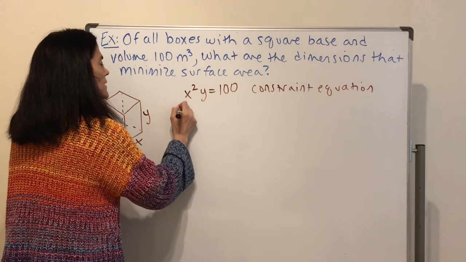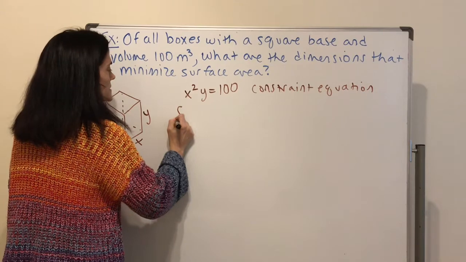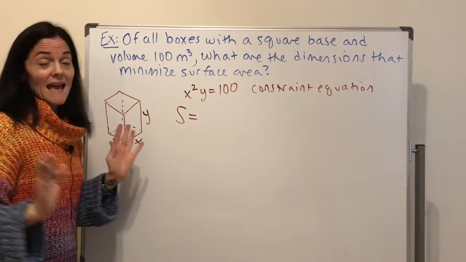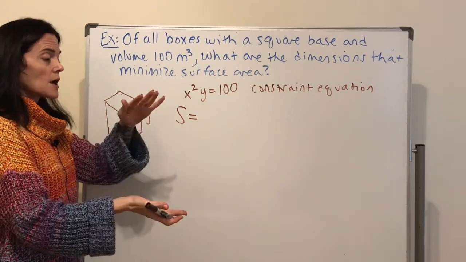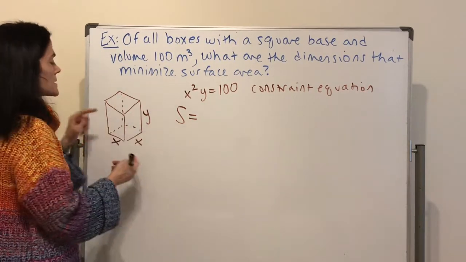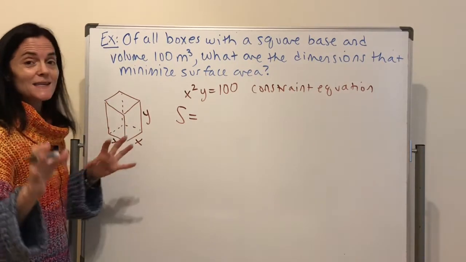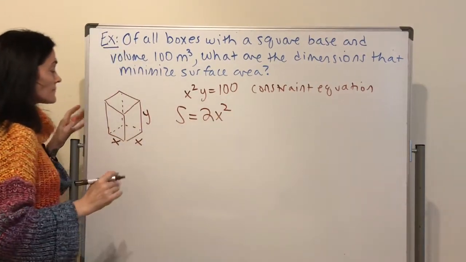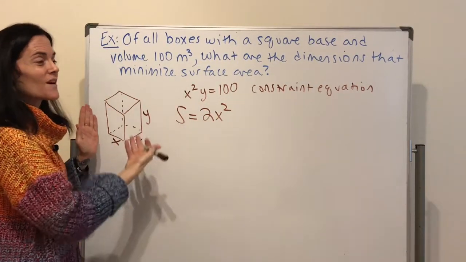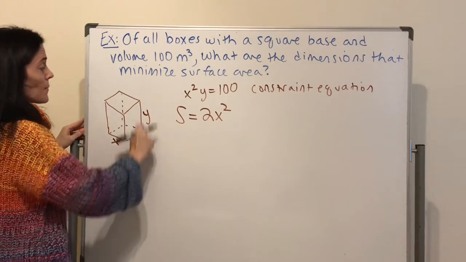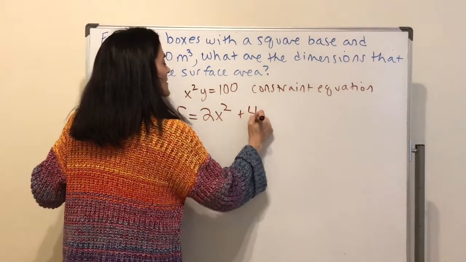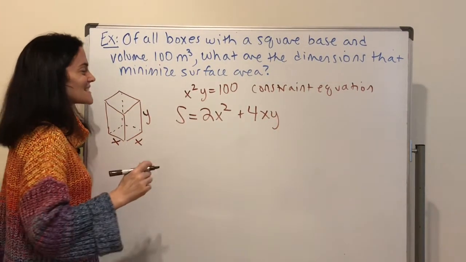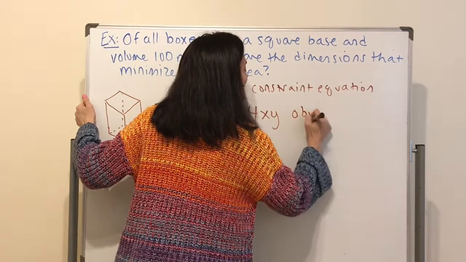So the surface area, maybe I will write this as S again. What is this? Well, you notice I have 6 sides. I have a bottom, a top, and I have 4 around the sides. And the bottom and the top are both x by x. So I get 2x squared. And then each of the 4 sides is x by y. So I get 4xy. This is my objective function.